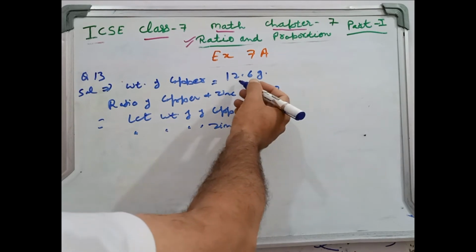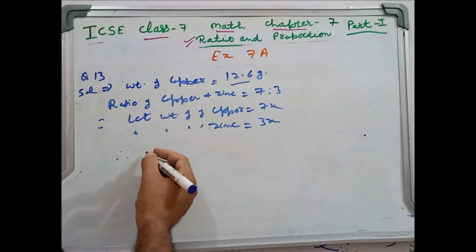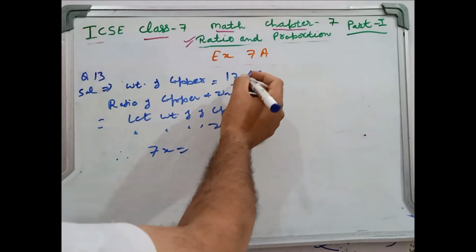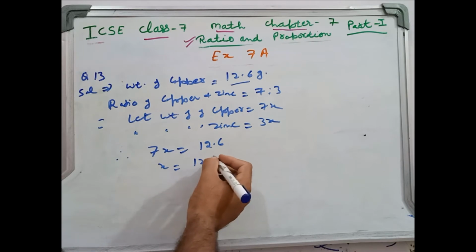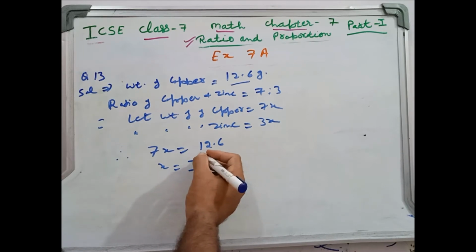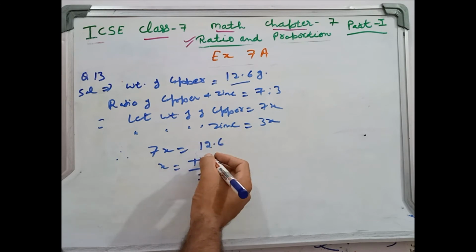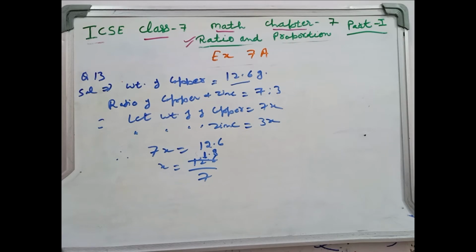Weight of copper has been given, so therefore 7x is given equal to 12.6. So x is equal to 12.6 upon 7. 7 1s are 7, 5, 7 8s are 56. So this is 1.8, right? So value of x is 1.8.